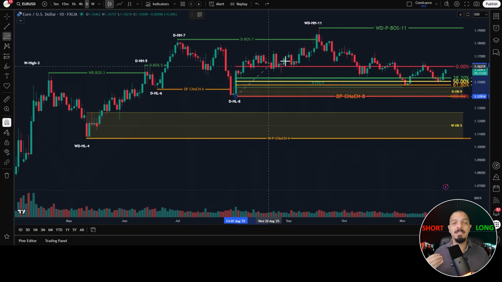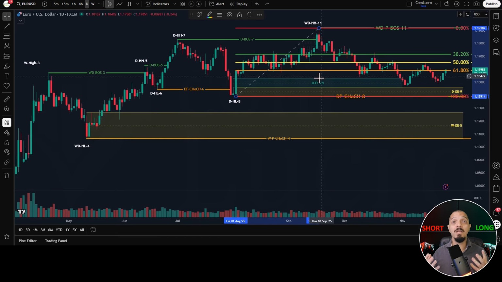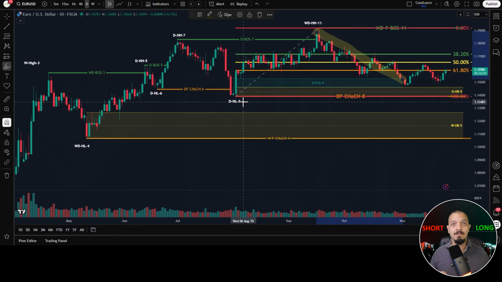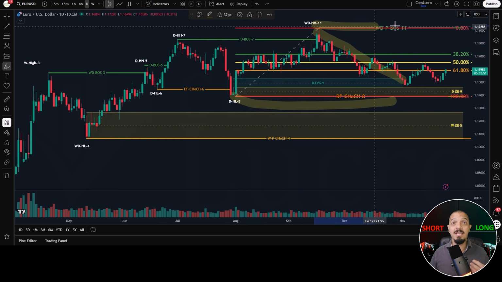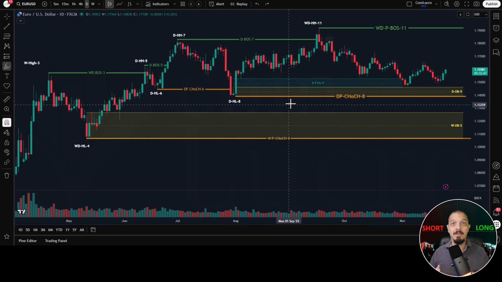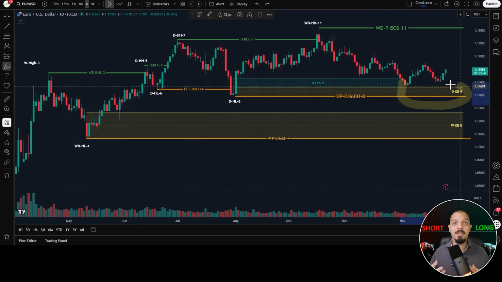After setting weekly daily higher high 11, the market retraces and trades back down into the area between daily higher low 8 and the major top. Price has already mitigated the daily fair value gap 9, filling the imbalance left behind, but it has not yet reached deep enough to mitigate the daily order block 9.